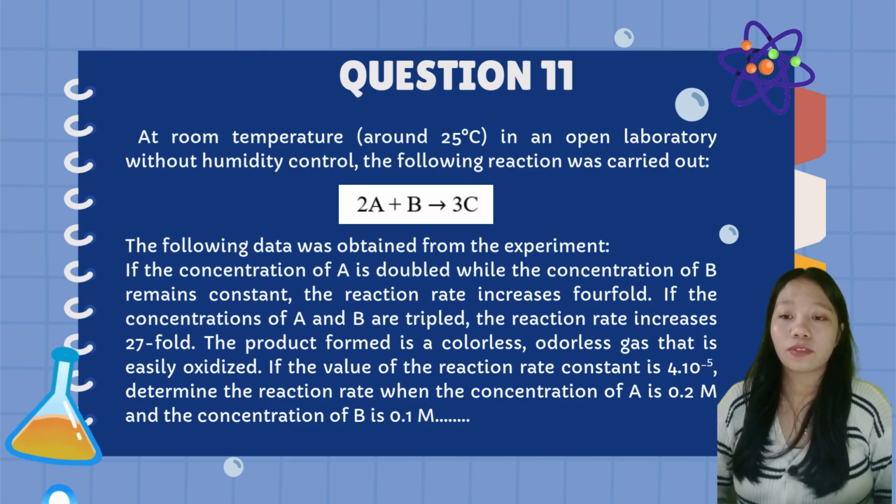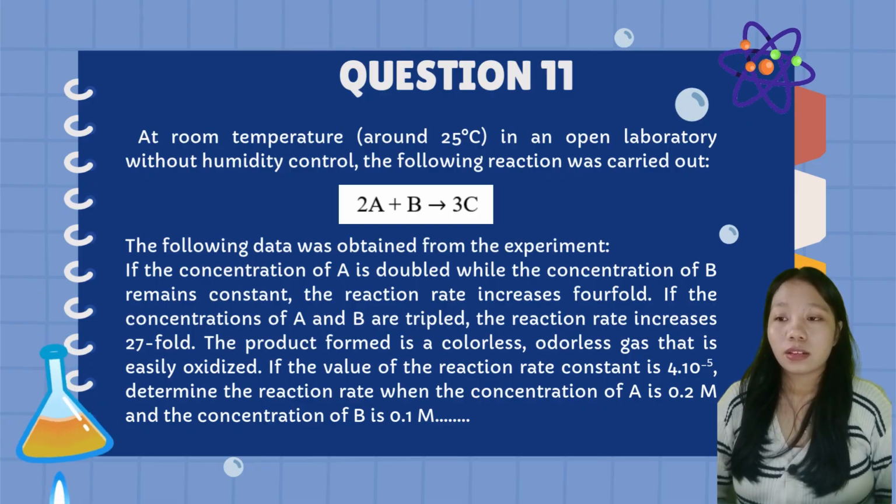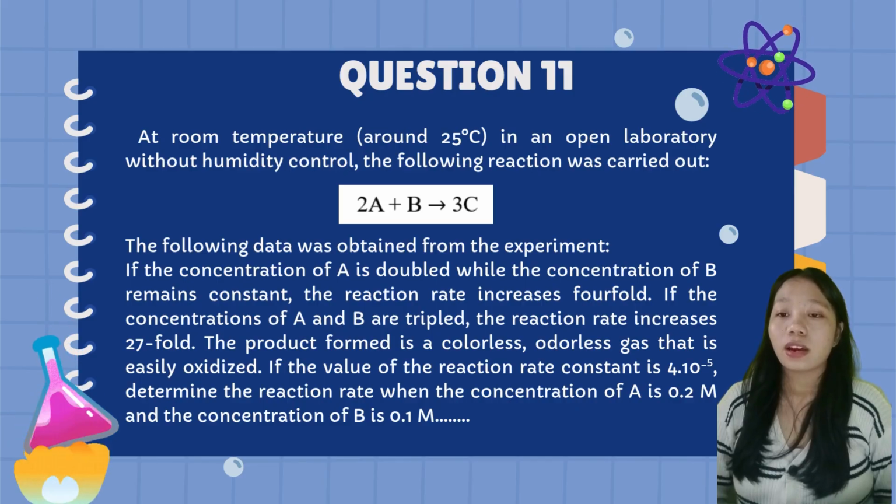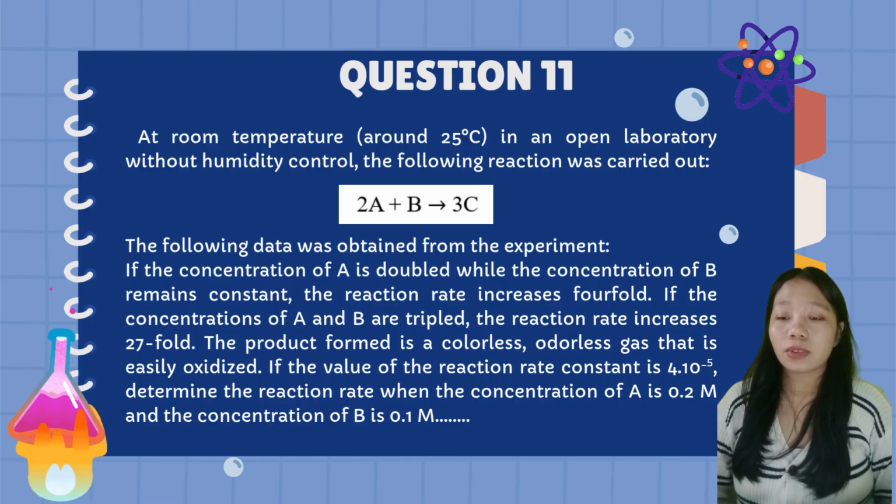If the concentration of A and B are tripled, the reaction rate increases 27-fold. The product formed is colorless and odorless and is easily oxidized. If the value of the reaction rate constant is 4 times 10 to the power of -5, determine the reaction rate when the concentration of A is 0.2 M and the concentration of B is 0.1 M.